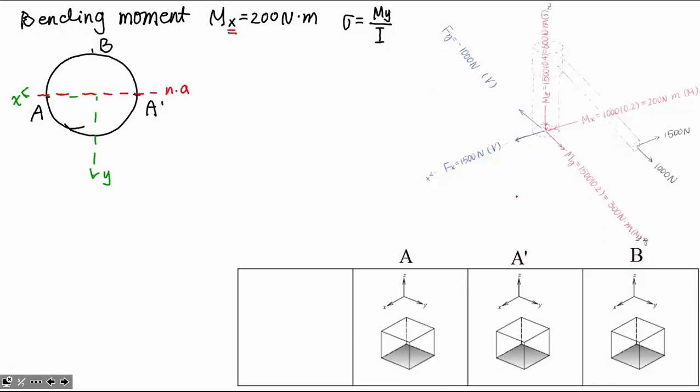So which point will be 0? Is that going to be B or A? The answer will be A and A prime. Why? Because the y will be 0. It's on the neutral axis, so the y will be 0.